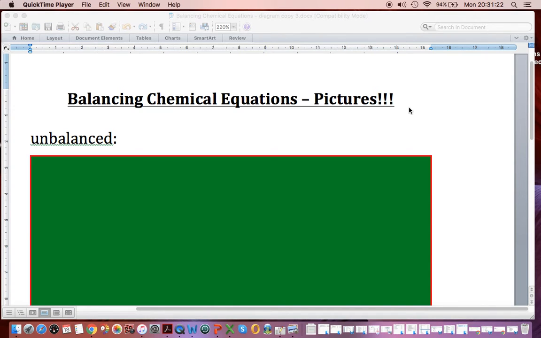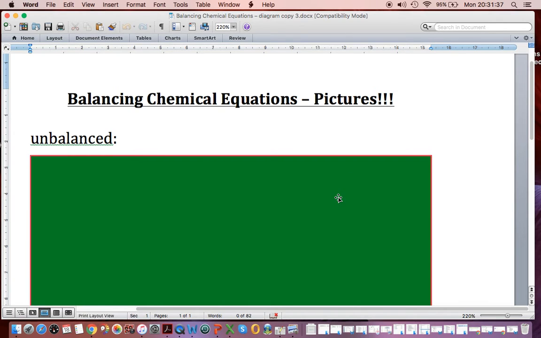The last few videos have looked at counting atoms and tried to help you visualize what's going on that way. Now we're going to take that information and apply it to balancing chemical equations. But before we get into doing all kinds of examples of equations, I thought it makes sense to look at this visually so you know what the formulas are trying to represent.